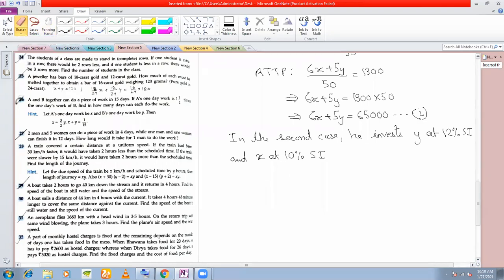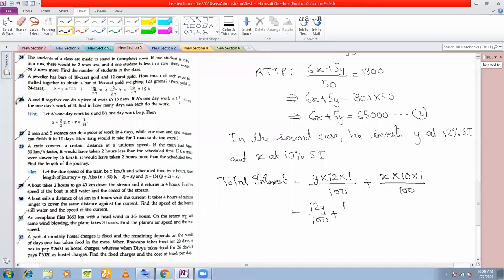Okay, so what I'll do here is, initially he was getting 1300, now he's getting 40 rupees more. That means now he's getting 1340 as interest. Okay, so what is the total interest here? Total interest is Y into 12 into 1 by 100 plus X into 10 into 1. This is the interest on the second investment at 10%. So this is 12Y by 100 plus 10X by 100.